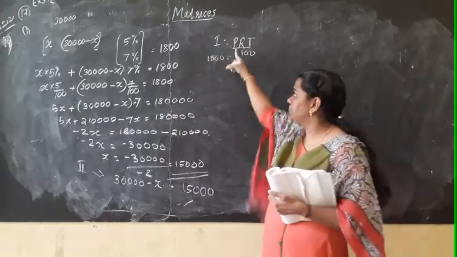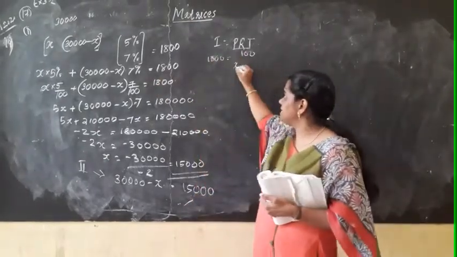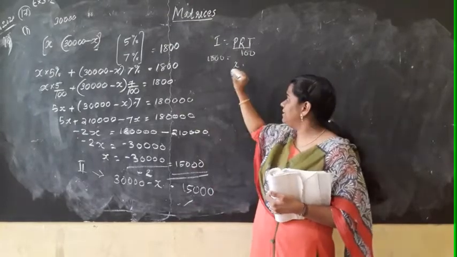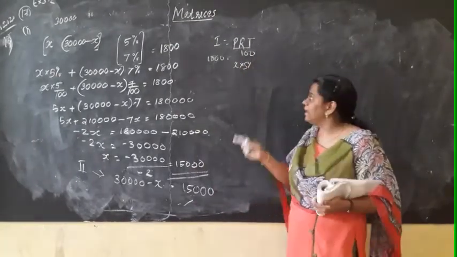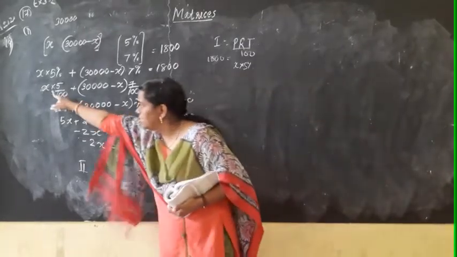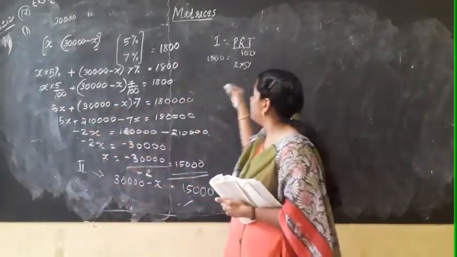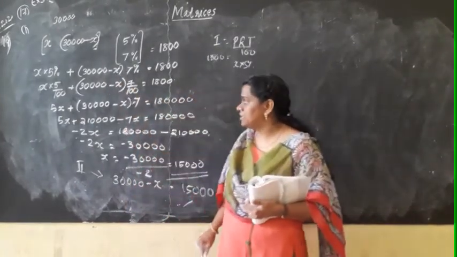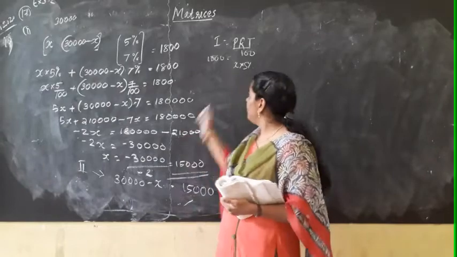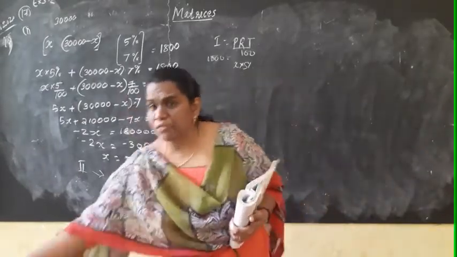1,800 is the interest. P, principal amount here we take it as X. Rate 5% in the first case, T, period 1 year. That is why we wrote 5% of X plus another bond interest. Another bond is 30,000 minus X, interest is 7%. Okay. So now we can move to the second part of this question.